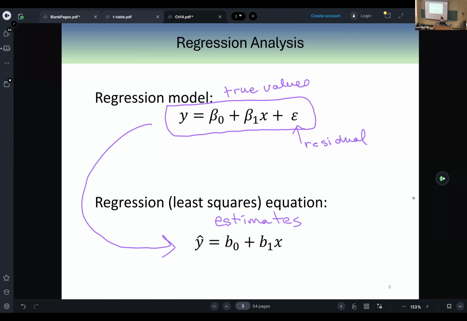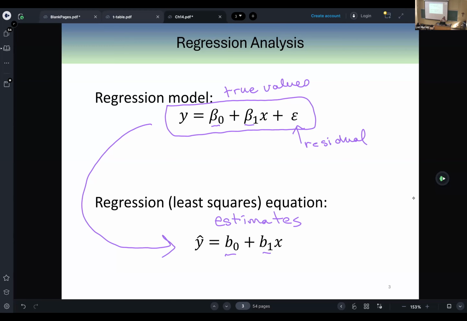So B naught estimates beta naught, B1 estimates beta 1, and you have your X's. Those are your square feet, if you will, right? And our Y hat would be our price. Okay, so that's the theory.